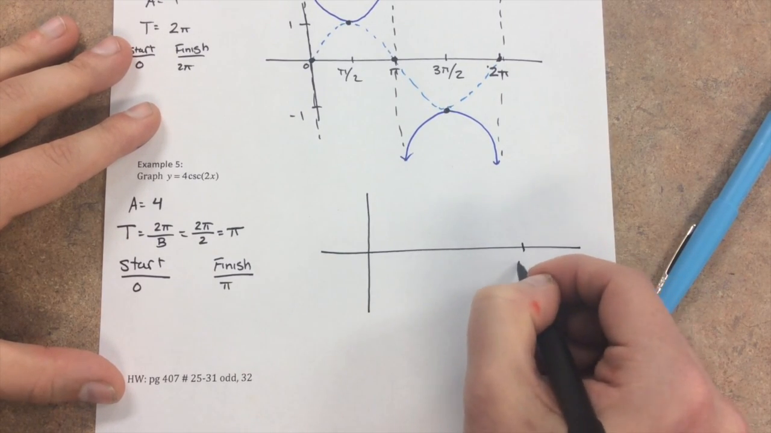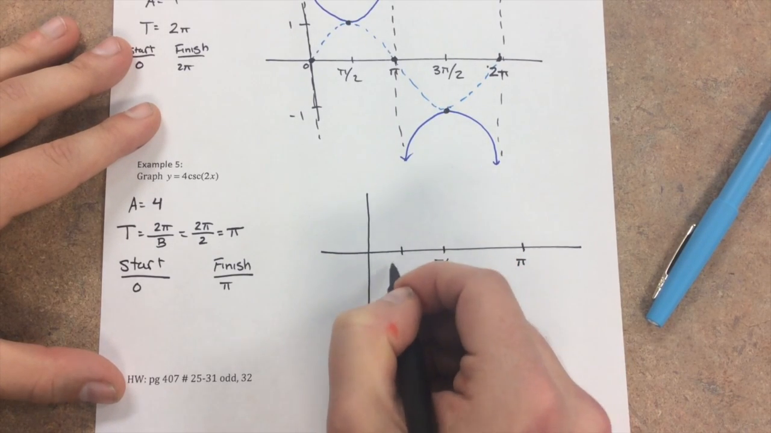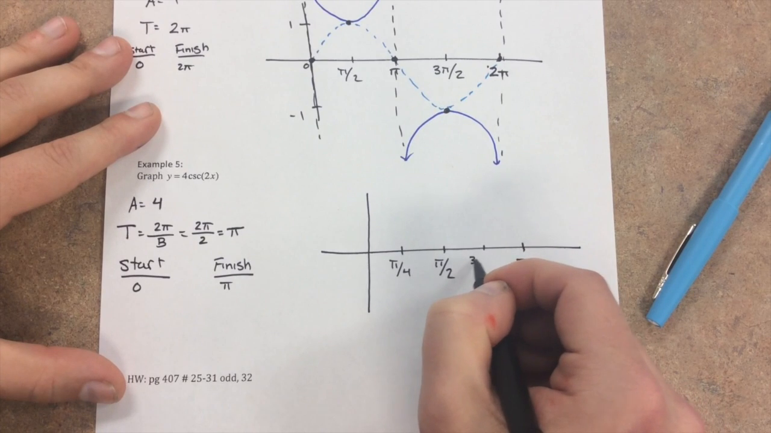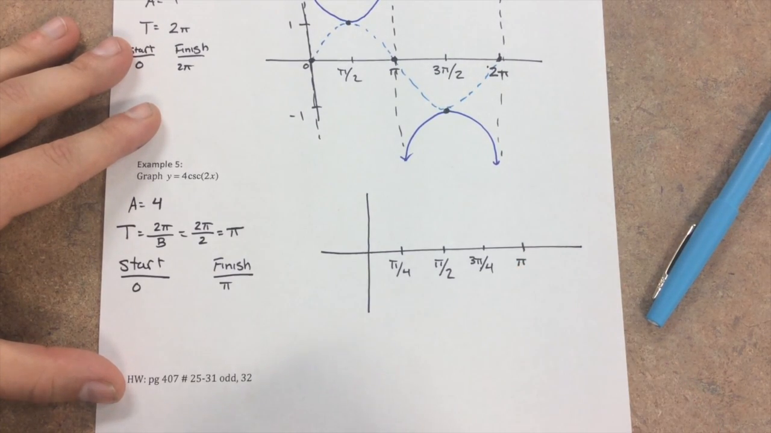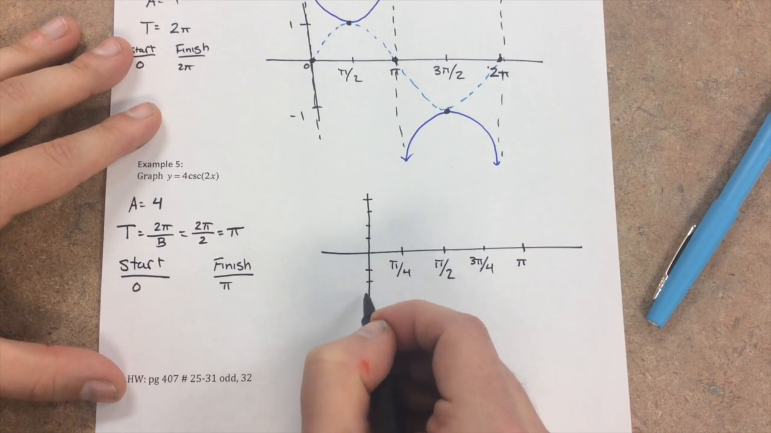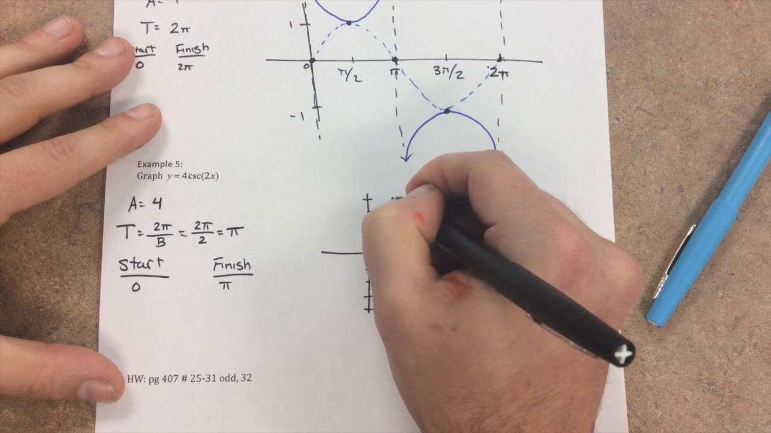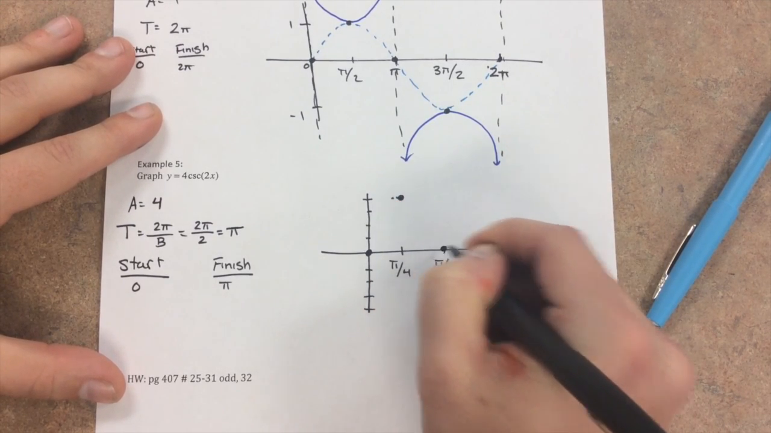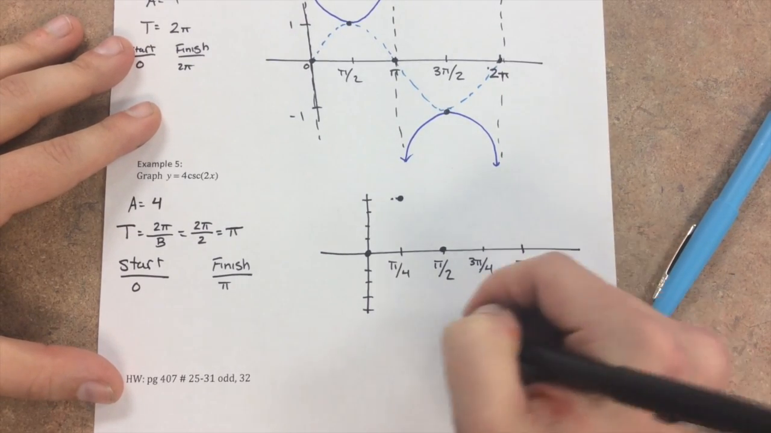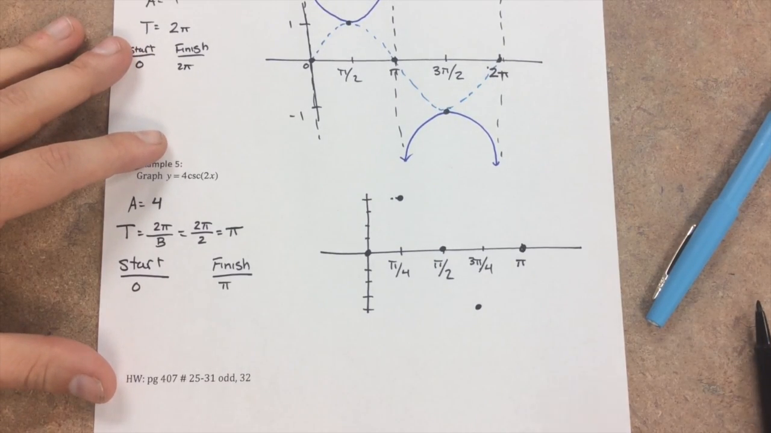We're going to go out pi units, cut that in half, we get pi over 2. Cut that in half again, pi over 4. Halfway between pi over 2 and pi is 3 pi over 4. Our amplitude is 1, 2, 3, 4. Down, 1, 2, 3, 4. So we go 0, and then up at pi over 4, 0 at pi over 2, down to negative 4 at 3 pi over 4, and back to 0.